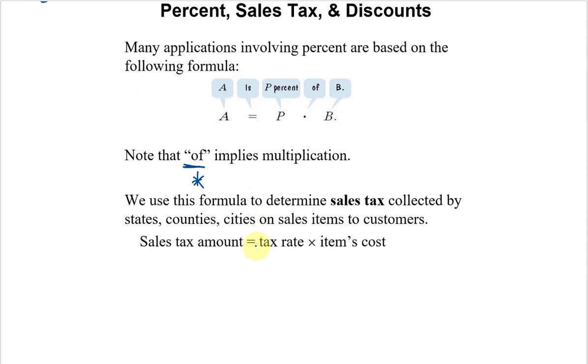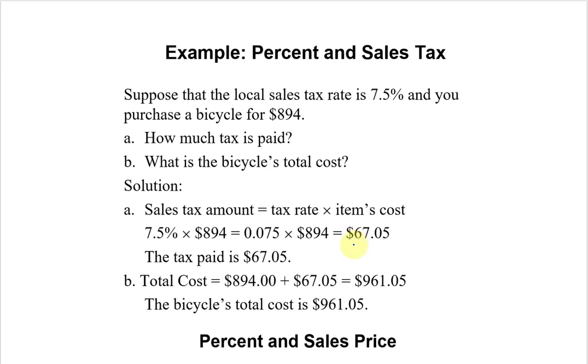So we use this formula to determine the sales tax collected by the states, the counties, and cities on the sales items to the customer. The sales tax amount equals the tax rate multiplied by the item cost. For example, in this one, we have a local sales tax of 7.5%, and you buy a bicycle for $94. So how much tax is paid?